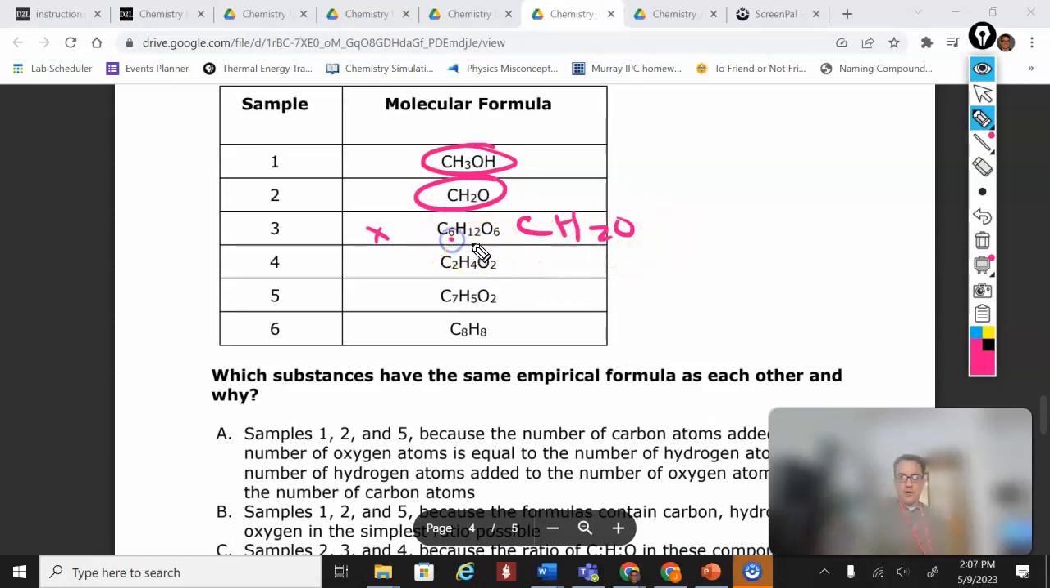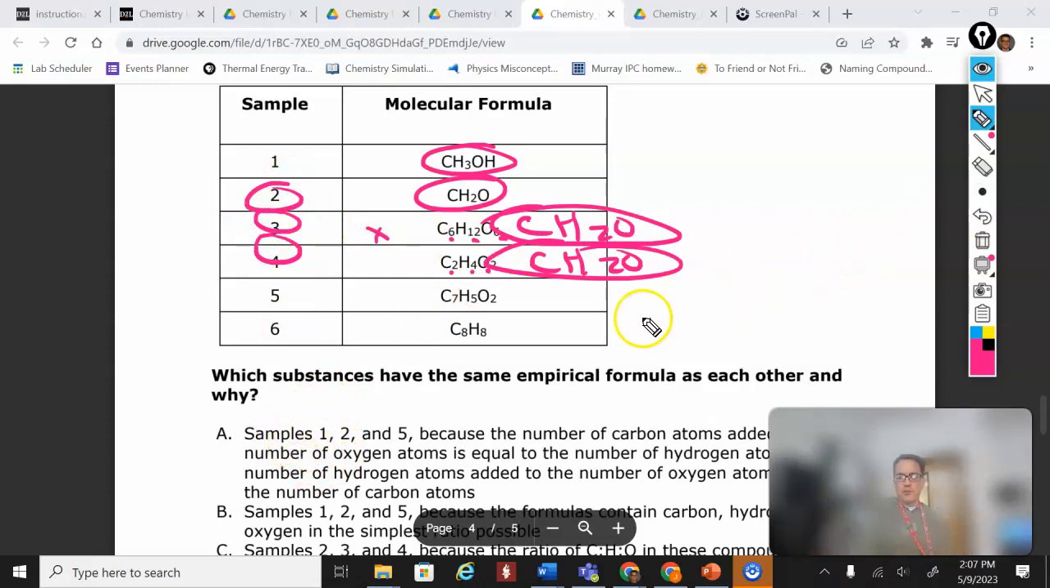In other words, if I divide the 6 by 6, I get a 1. If I divide the 12 by 6, I get a 2. And if I divide the 6 by 6, I get a 1. So the empirical formula of C6H12O6 is CH2O. Same thing for number 4. I can divide each of these numbers by 2, and 2, 4, and 2 are going to reduce to 1, 2, and 1. So 2, 3, and 4 are the ones that are going to have the same empirical formula.